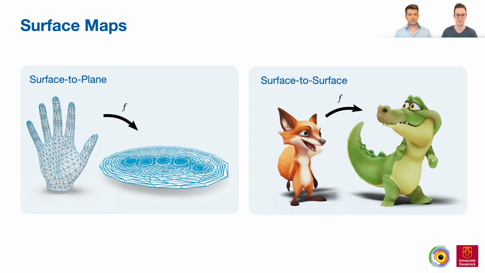Here we are interested in surface maps, that is, maps for which at least one of these two sets is a surface. Concretely, we are going to look into surface-to-plane maps, functions that map a surface into the plane, and, with a particular focus, into surface-to-surface maps, functions mapping between two surfaces. The case of surface-to-plane maps is quite a bit simpler. We consider this case because it is one important ingredient to surface-to-surface maps. But maps to the plane are also very useful on their own.